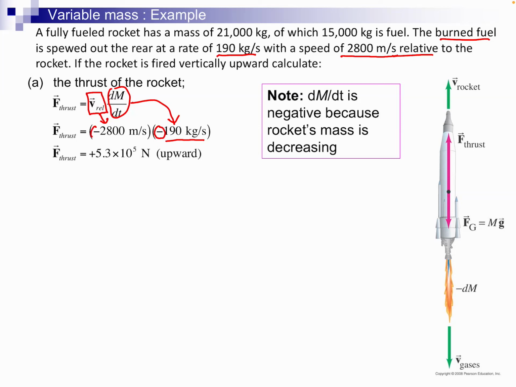Why is it negative? As the fuel is burned, the gases are spewed out of the rear, so the velocity of the gases is pointing downwards. We're working with vector quantities here, so you need to include the negative sign for the direction of the relative velocity. This then gives you a positive thrust, which makes sense because we want to propel the rocket upwards, so your direction should be positive, and you have this thrust just doing the calculations.